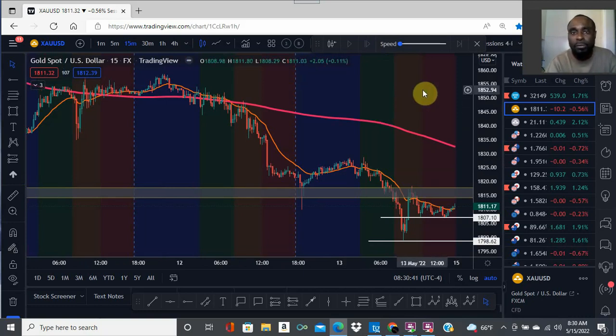So I'm gonna be doing some live trades, so we can break it down as the market is open and its prices actually move, so you can see how I do.